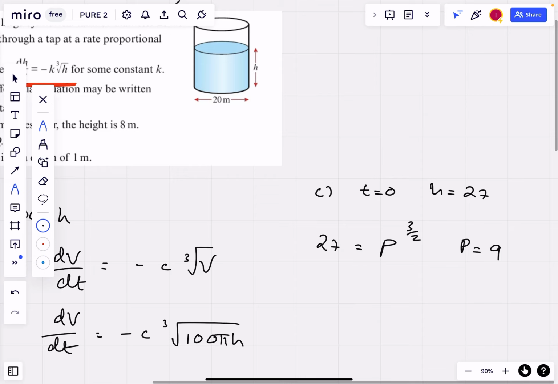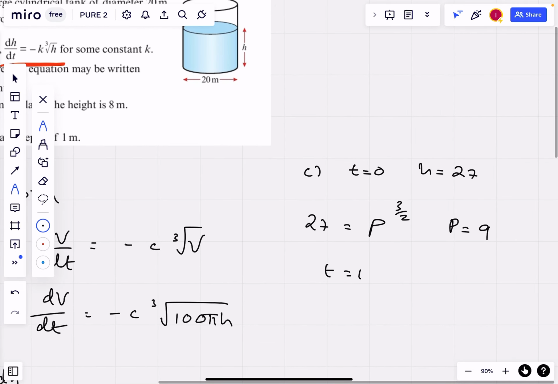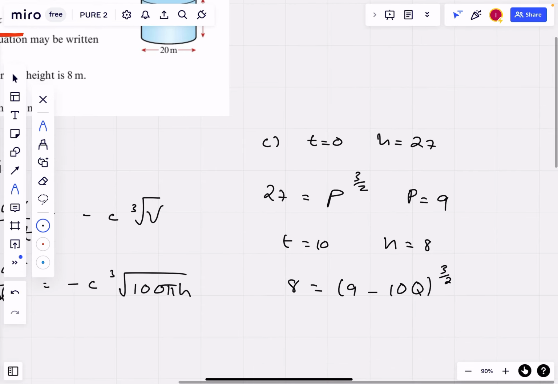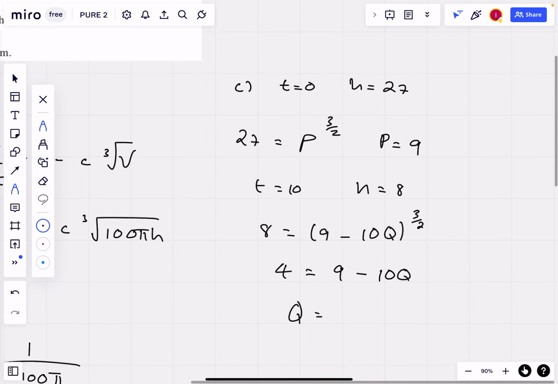Okay, it says 10 minutes later, the height is 8. So now T equals 10 and H equals 8. 8 equals 9 minus 10q all to the power of 3 over 2. Yep. So now 4 equals 9 minus 10q. I did 8 to the power of 2 over 3. So q equals a half. There we go. That's that one done.